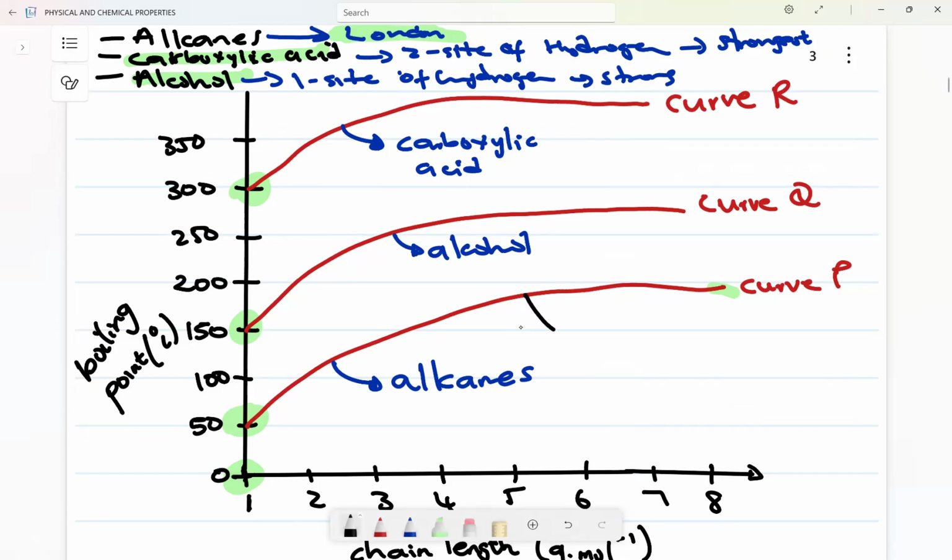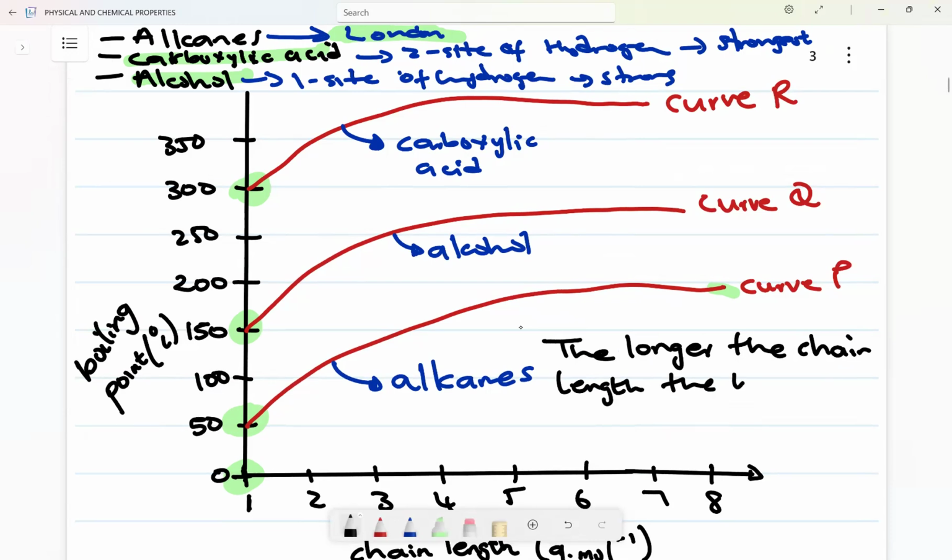I'm gonna say the conclusion for these graphs, all of them, is that the longer the chain length, the higher the boiling point. This is me using proper English.